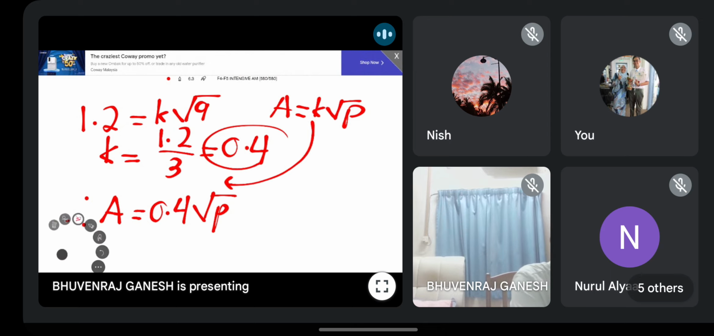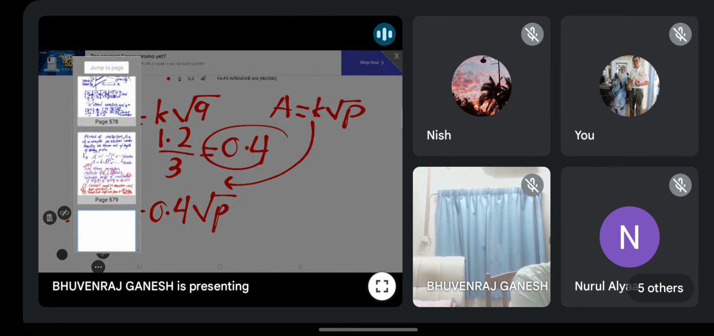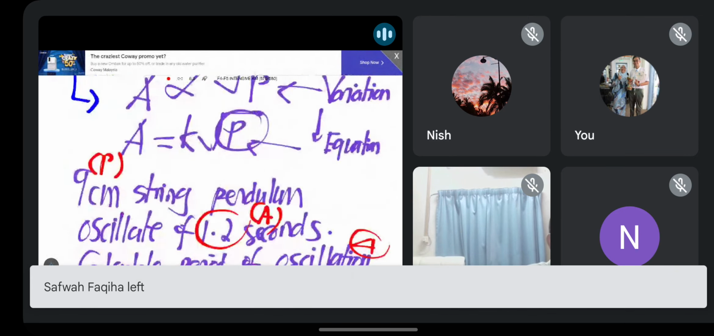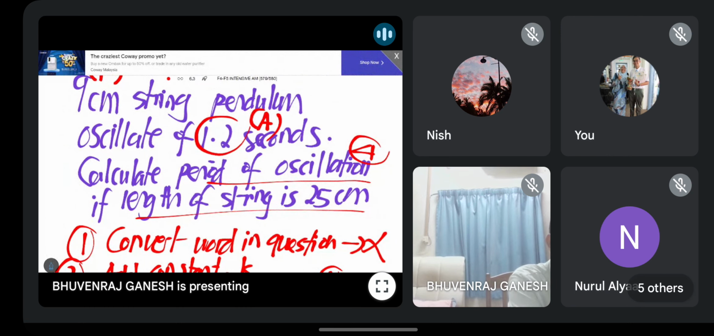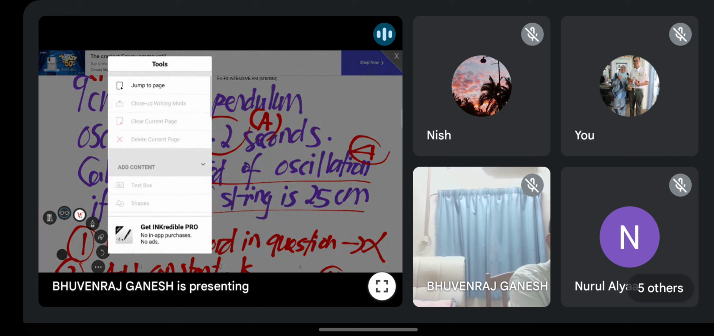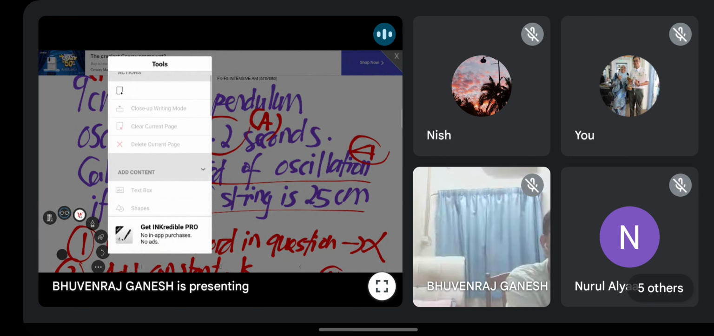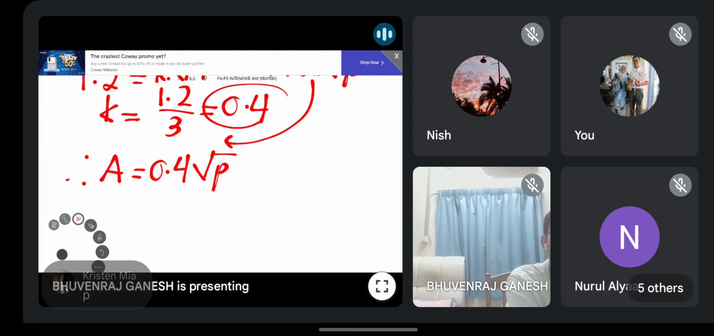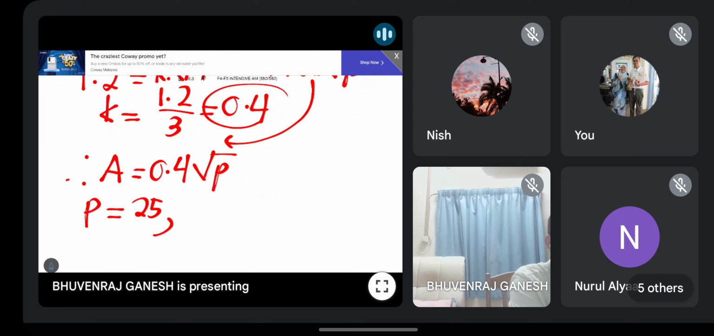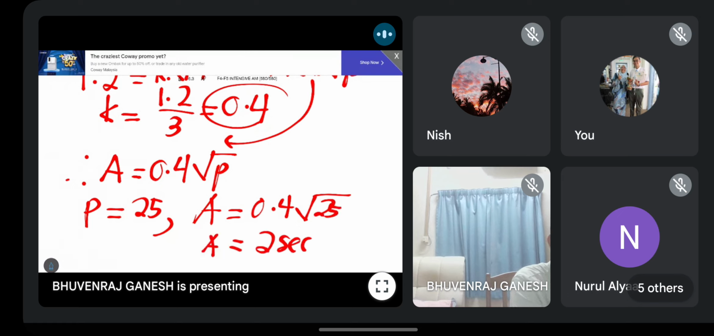Okay, so then, if you refer back to the question, kamu lihat soalan. Soalan suruh cari tempo ayunan bandul. Find the period of oscillation if length of string is 25. So guys, 25 ni, saya kena ganti dalam nilai A atau P? Yang 25 tu. Yes, you must substitute in P. So you can say P equal 25. So A equal to 0.4 square root 25. So kalau kamu kira, you will get 2 seconds.